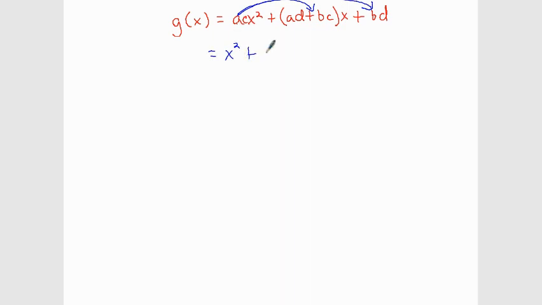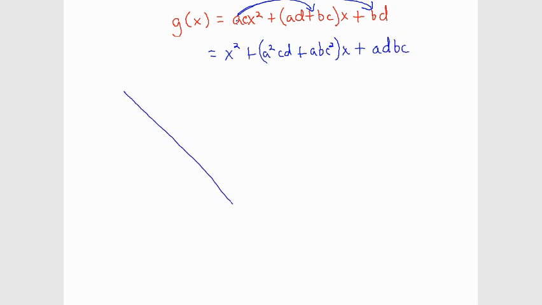Let's go ahead and look at G of X equals AC X squared plus (AD plus BC) X plus BD. So let's try this problem again. Let's go ahead and multiply by both. Let's distribute. So I get X squared plus, we get A squared CD plus A B C squared. So A B C squared X, and then we get plus. And I'll rearrange it in the same way I did before.